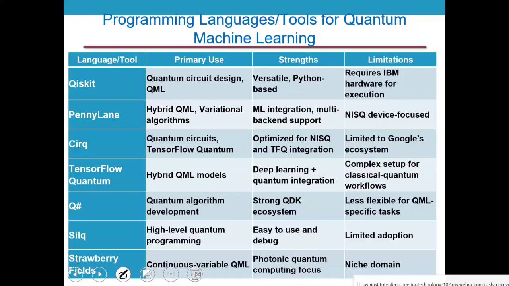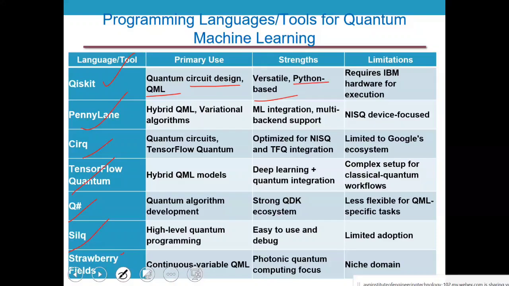These are the popular tools and languages: Qiskit, PennyLane, Cirq, TensorFlow Quantum, QDK, Silq, and Strawberry Fields. So Qiskit is for quantum circuit design, and its primary use is quantum machine learning purposes.